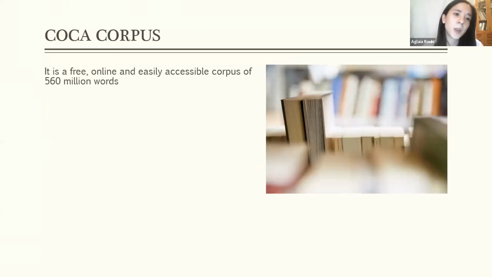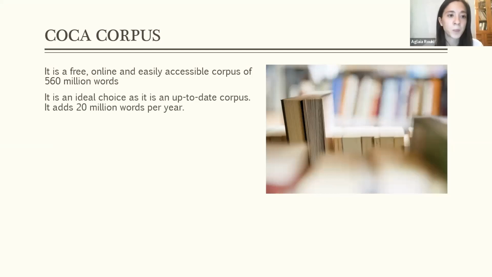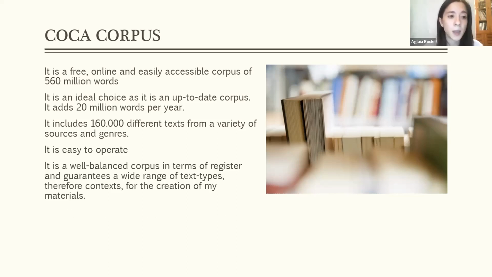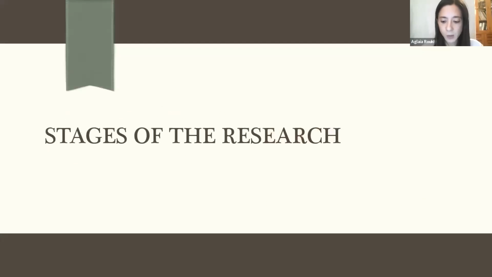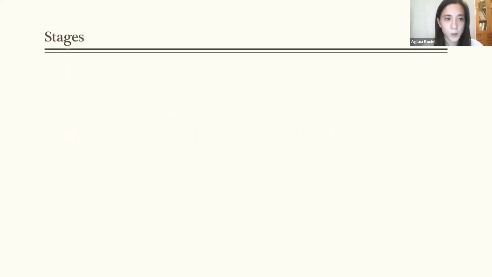First of all, COCA is a free online and easily accessible corpus of 560 million words that constitutes an ideal choice as it's an up-to-date corpus that adds 20 million words per year. It includes more than 160,000 different texts from a variety of sources and genres. It's easy to operate, and it is a well-balanced corpus in terms of register that guarantees a wide range of text types, therefore context, for the creation of my materials. The next slide aims to summarize the main stages of my research.